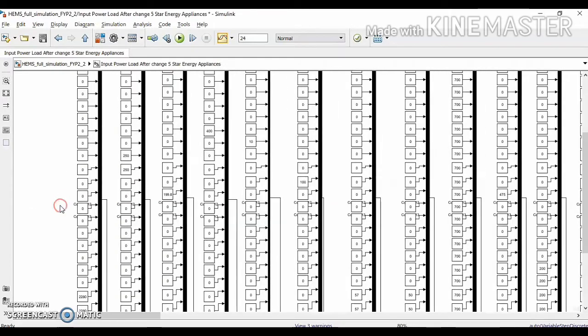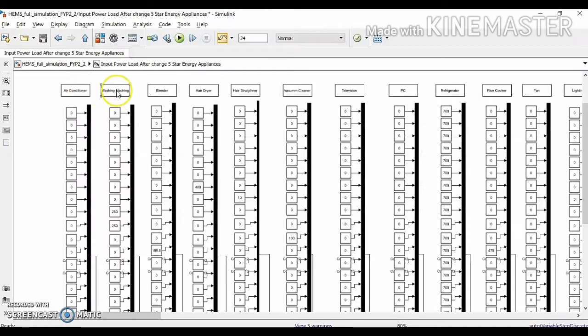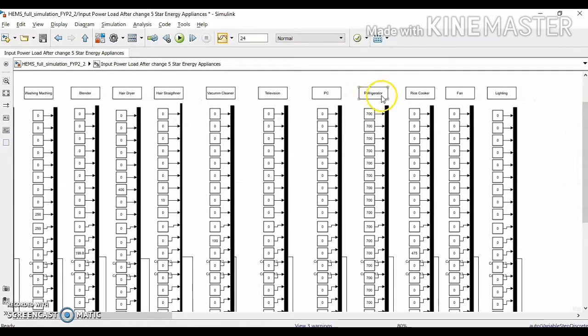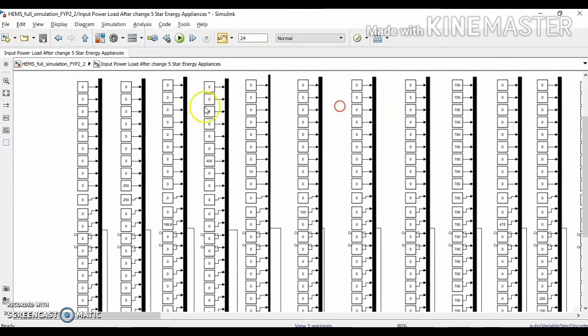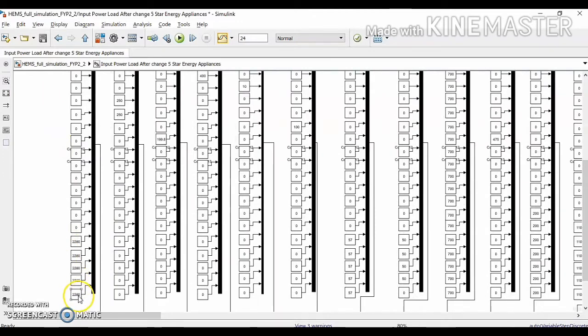So we go inside. We have some types of loads. First, I have air conditioner. Next is washing machine, blender, hair dryer, hair straightener, vacuum cleaner, television, personal computer, refrigerator, rice cooker, fan, and lighting. The first box represents the first hour, which means 1 a.m. Second box 2 a.m., 3 a.m., 4 a.m., and so on until 24 hours, and the last is 12 a.m.